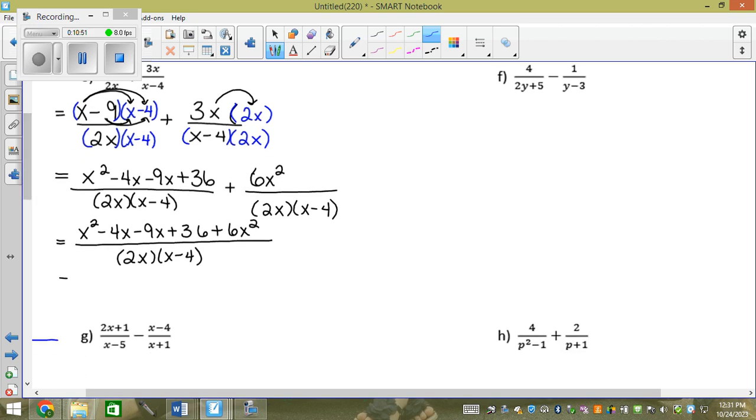Then I collect like terms. So I get x squared plus 6x squared is 7x squared. Some people are like, why does it become x to the fourth? You are not multiplying. You're just adding and subtracting. Adding and subtracting, you can only put together like terms. So things with the same x's. And then I have negative 4 xylophones minus 9 xylophones is negative 13 xylophones. And then plus 36. And then it's all over 2x, x minus 4.